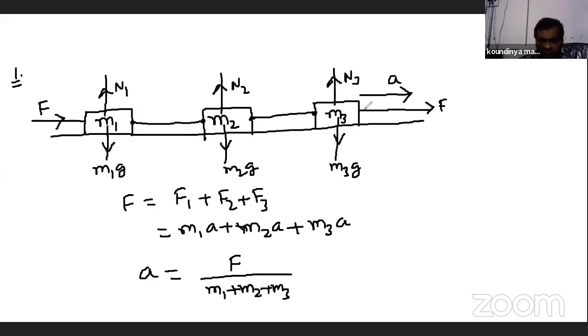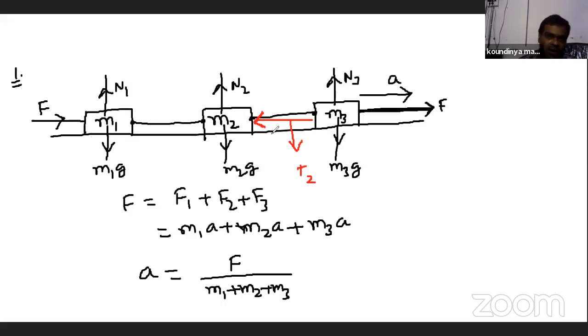Now see, whenever I'm pulling with a force, what will happen? First M3 will move and then M2 and M1 will move. So we need to apply a force such that we keep M3 in equilibrium. So there will be an opposite force acting. I am calling this one T2.